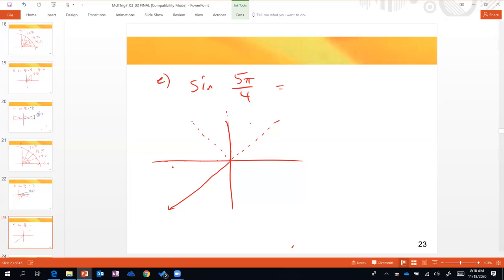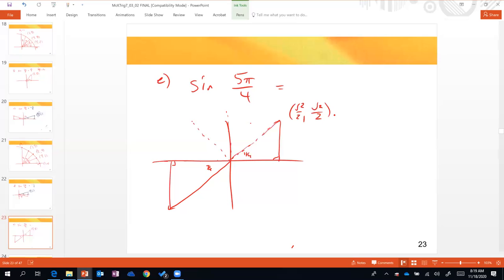You're in quadrant 3 with a reference angle of pi over 4. And what we do is we swing this back around into quadrant 1 just real quickly here. And then really we know that these two are root 2 over 2, right? They're the same, because it's a 45-degree angle.